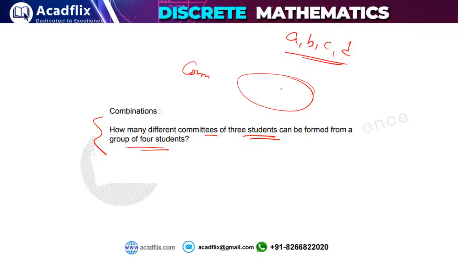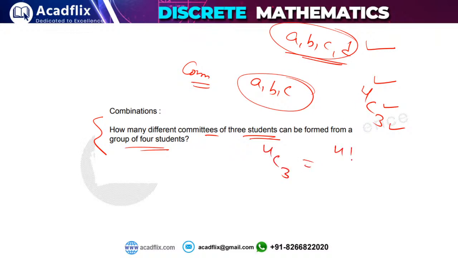Okay, so the same thing: you have 4 students and in the committee you need 3 students. How many committees can you make? 4C3 means out of these 4 students, select 3 students. Because order does not matter, right? In the committee, if A, B, C are there, the order does not matter because this is a committee, this is a meeting. So the answer will be 4C3.